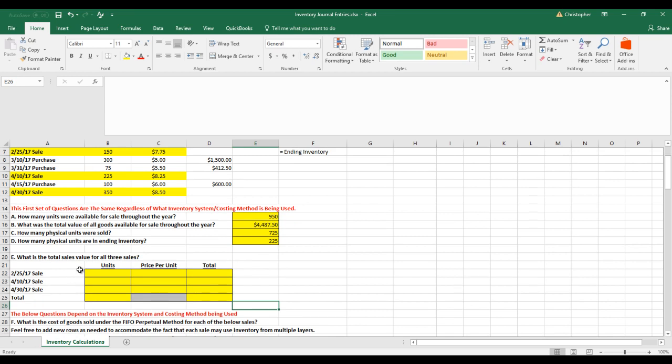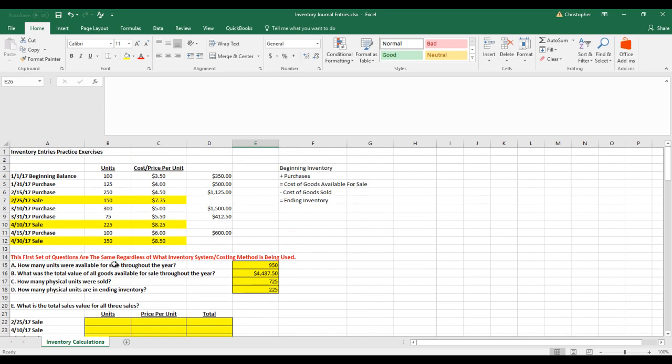We can also answer E without knowing what method they are using. What is the total sales value for all three sales? We have units, we have a price. Now this is not a cost, it's a price.